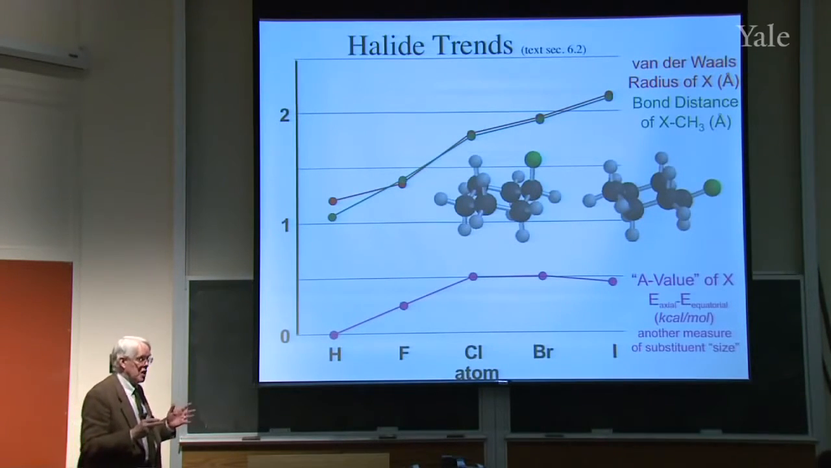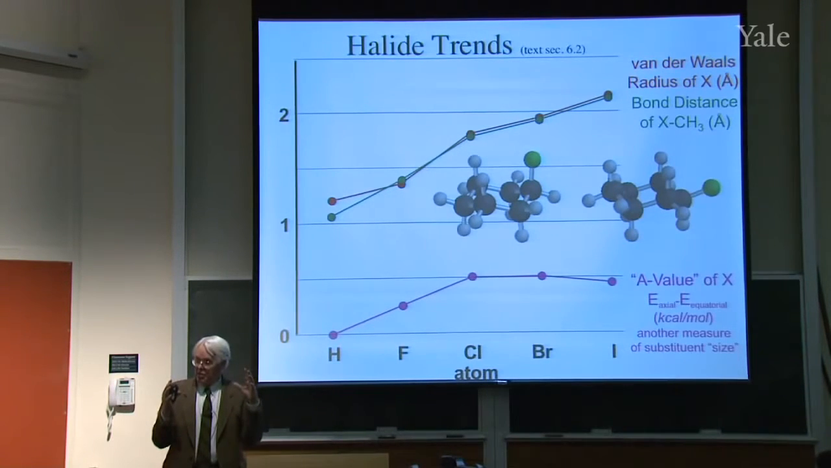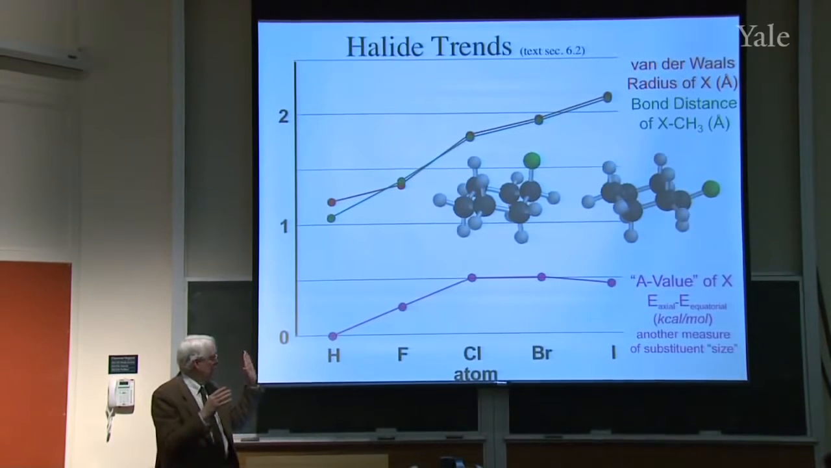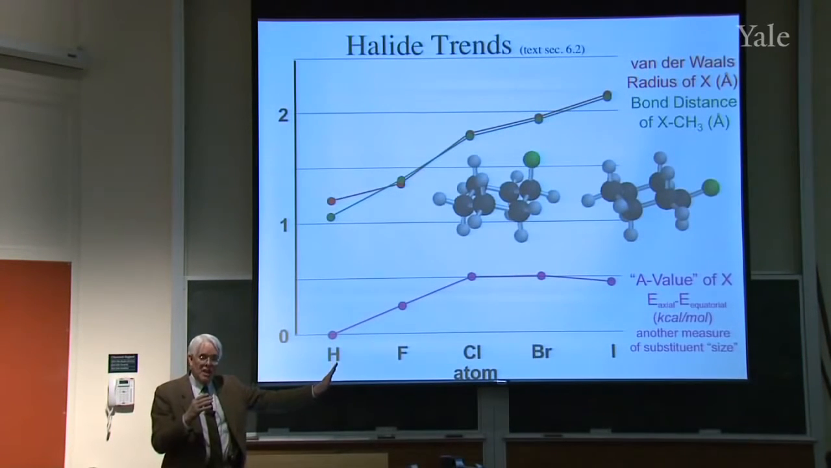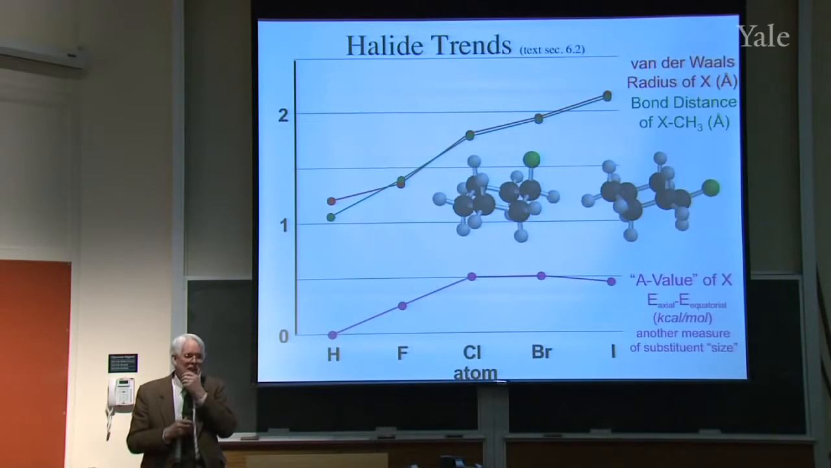What are the two things? One of the things is how big the van der Waals radius of the atom is, which clearly gets bigger as you go fluorine, chlorine, bromine, iodine. But why does the effect on axial versus equatorial go up and down? Why doesn't it just go up?